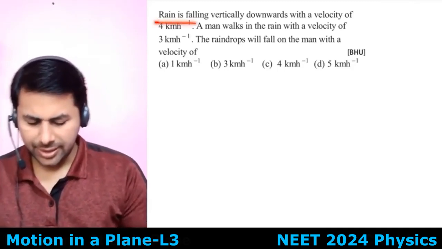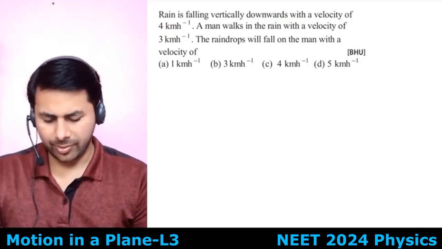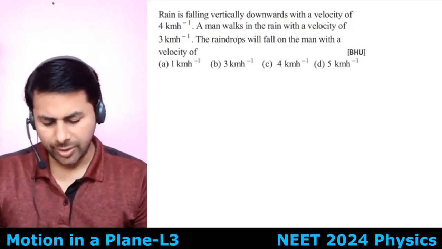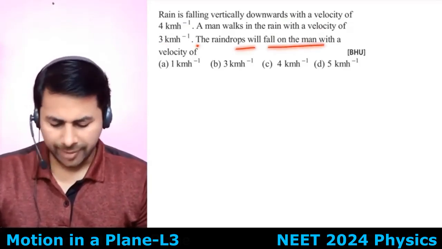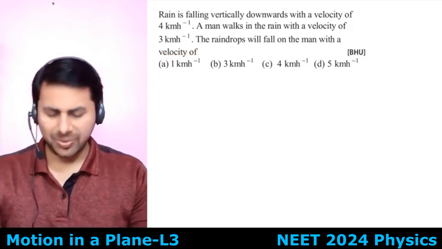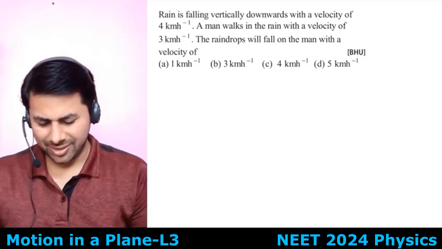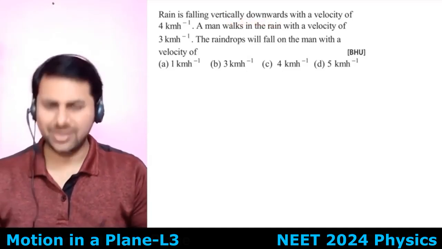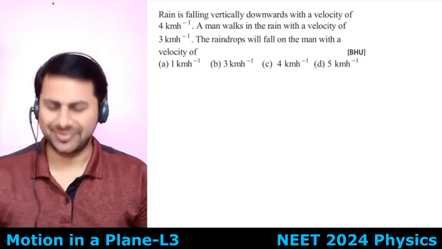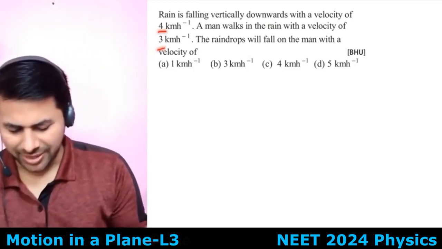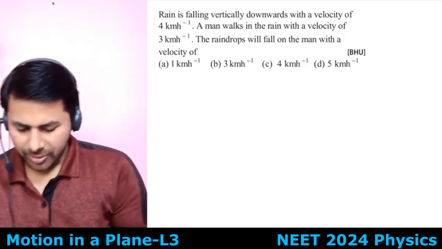Let's see next one. Rain is falling vertically downwards with a velocity of 4 km per hour. A man walks in rain with a velocity of 3 km per hour, the raindrops will fall on the man with a velocity of... This is from NCERT, right? There is exactly same question. Instead of man, there is a woman who is cycling. Exactly same question with same values also, I guess. Okay, tell me, what should we do?